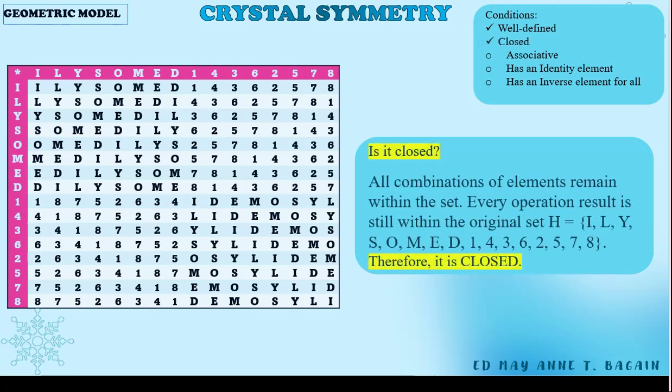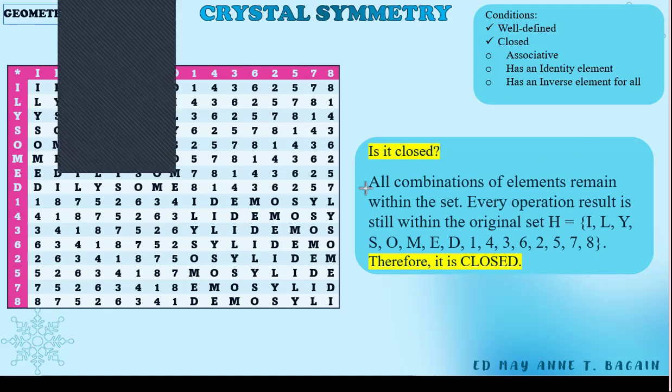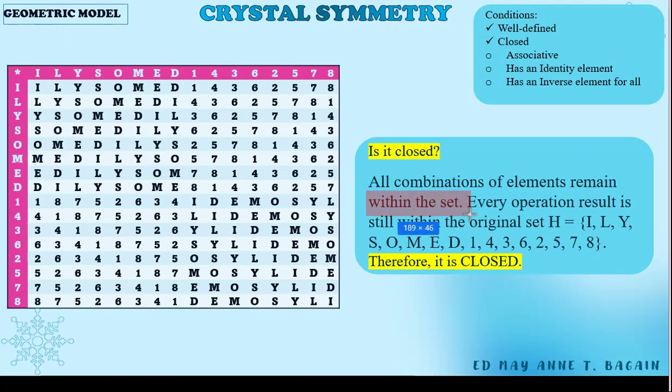And now we will be looking at whether it's closed. Is it closed? All combinations of elements remain within the set, which is what I've discussed earlier. Every operation result is still within the original set, which is the group H, ILYSOMED 1436257. Therefore, it is closed. And now let's check if it's associative.